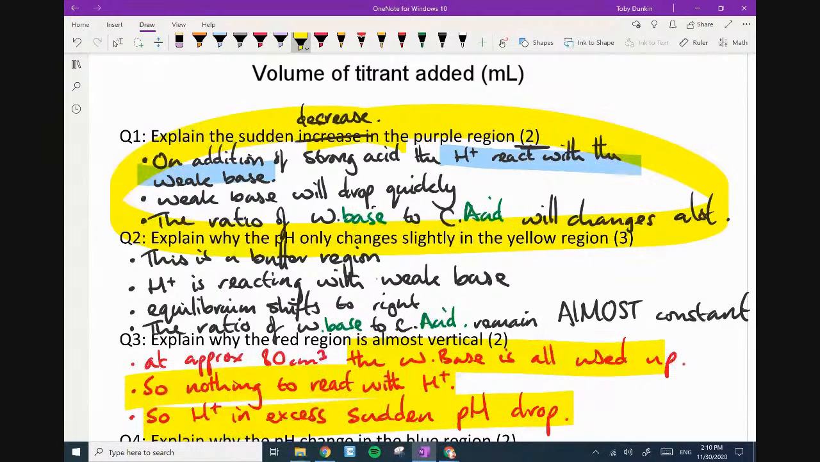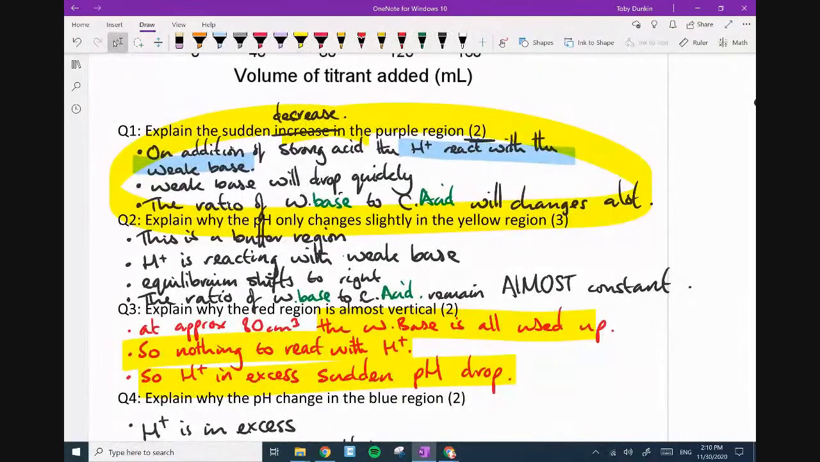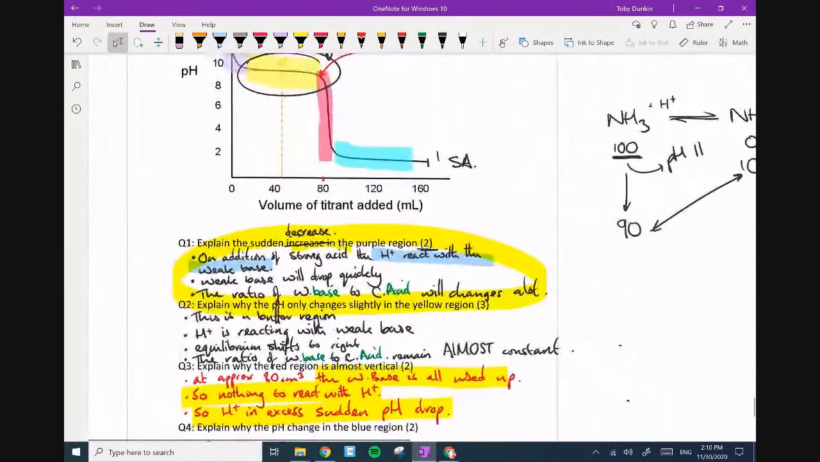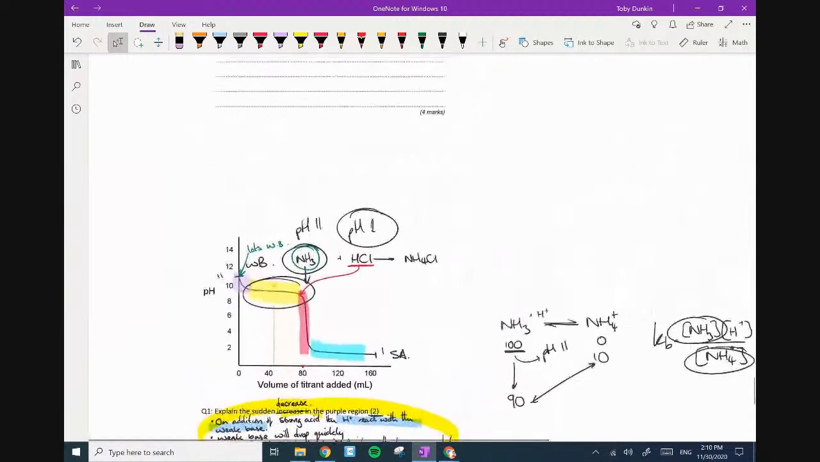Why the sudden decrease in the purple region? On addition, H plus reacts with weak base. Weak base will drop quickly. The ratio of weak base to conjugate acid will change a lot. So you see this sudden drop, and then we enter the buffer region where we start seeing the buffer interaction taking place, which is why this ratio remains almost constant.